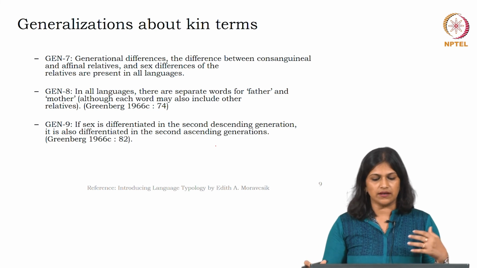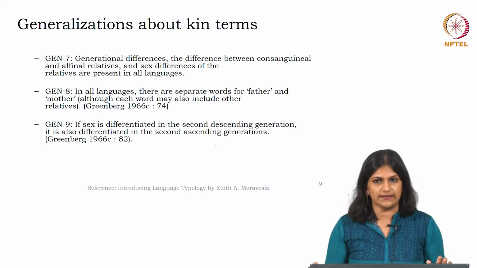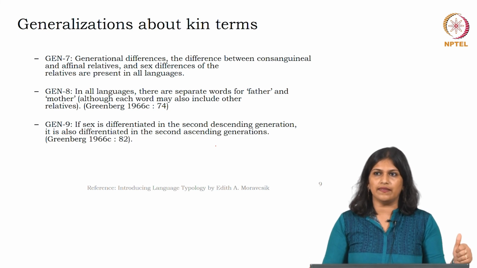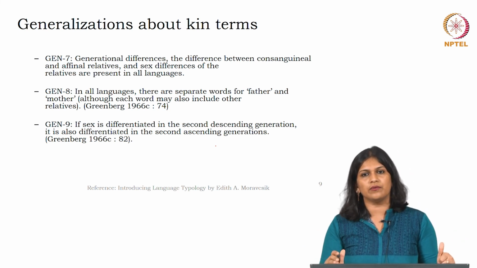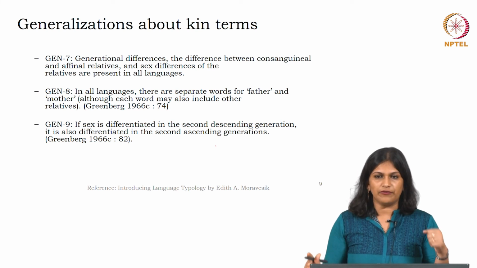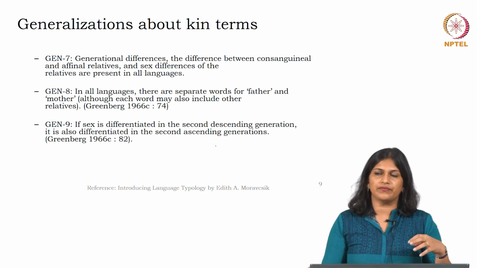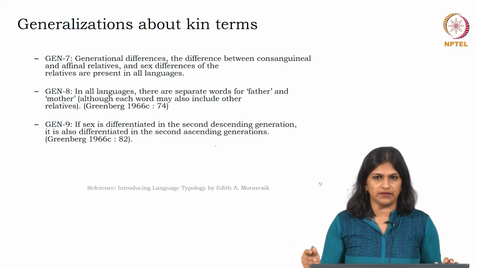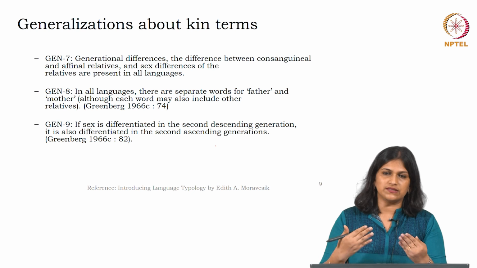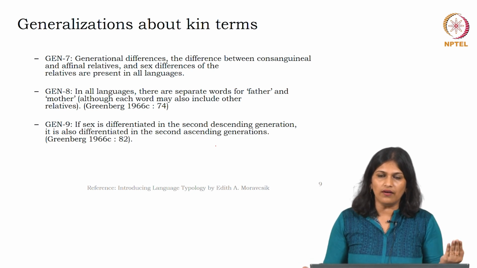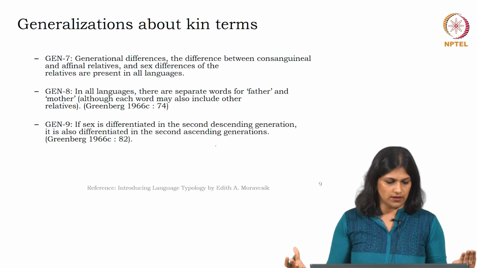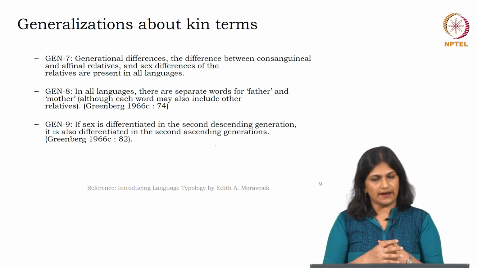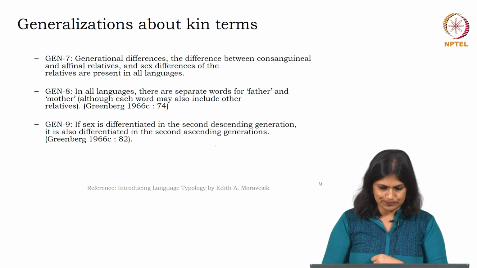Also, in case of the consanguineal and affinal relatives, if you have a word for your mother's mother, then you should also have a word for the father's mother. If you have a word for the mother's father, then you would surely have a word for the father's father. Or through the marriages, when you have a word for father-in-law, then you will also have a word for mother-in-law, something like that. So, the generational differences and the sex differences are there almost in all languages.